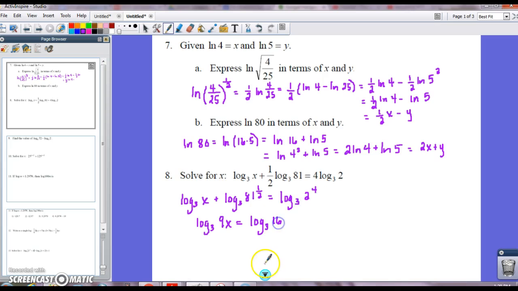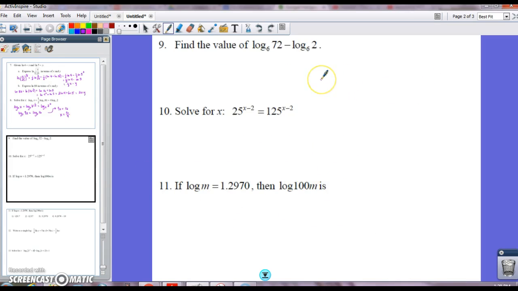Because I have logs on both sides and I have this equal sign, that must mean that 9x is equal to 16. And so x is equal to 16 over 9 when you go ahead and solve that. Okay, so not too difficult. If you're comfortable with your rules and your properties, it should be okay.